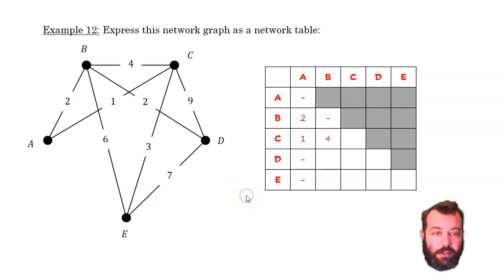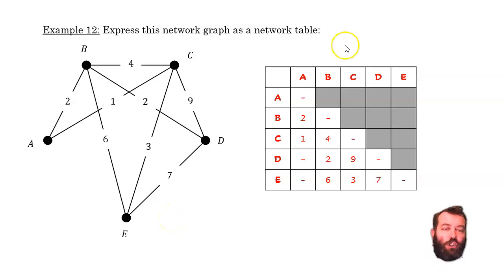But from B to C there's an edge that's 4. From B to D there's a 2. B to E is a 6. Right, and I keep working my way along. No loop at C. CD is 9. CE is 3. D, no loop, there's a dash. DE is a 7. And no loop at E. So that's it. Finished. We've created a table there that represents this network graph.